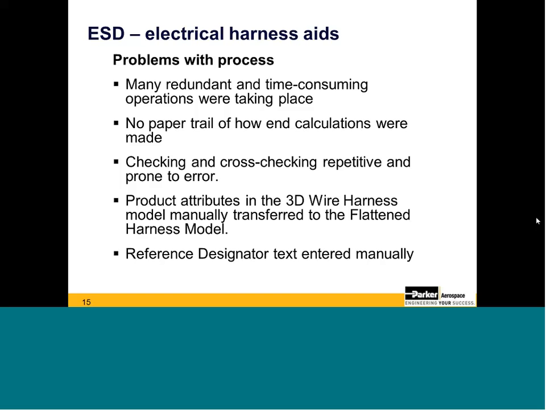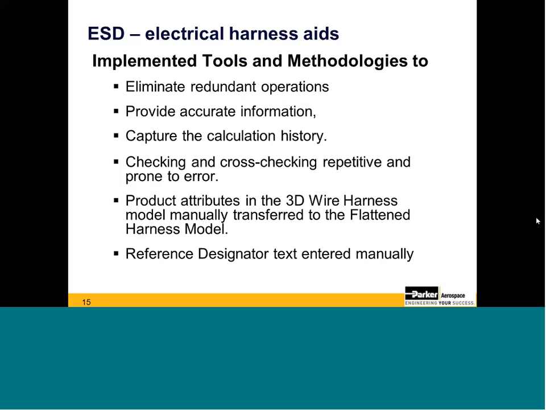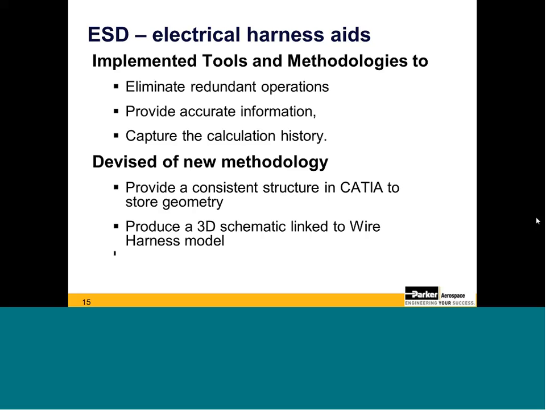The attributes for the reference designators in the 3D harness model were being transferred manually from the model to the next model prior to flattening. And this is another process that was prone to error and quite time-consuming. And the same thing can be said for just the way the process worked in general, with a lot of repetitive process and time-consuming and human error. So we now have tools and methodologies that were implemented to reduce the redundant operations and help provide accurate information, and to have a history of how all this was done.